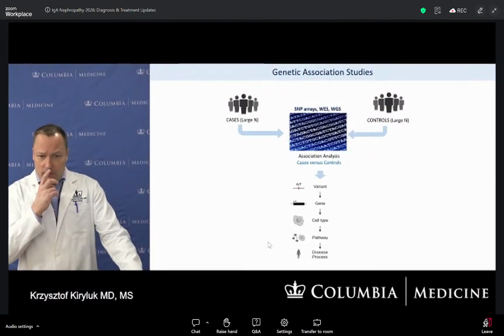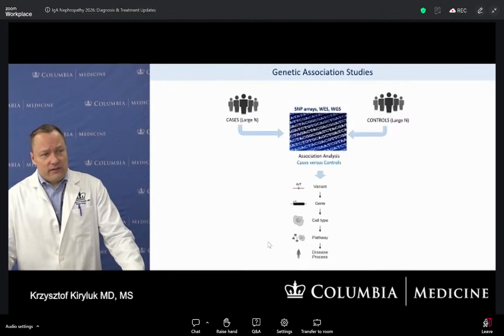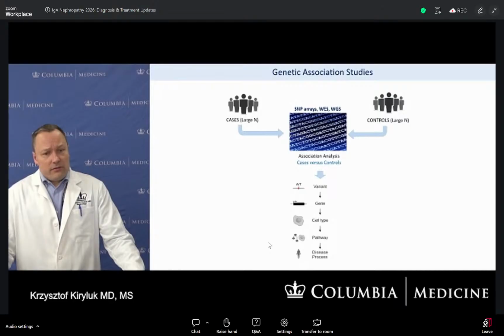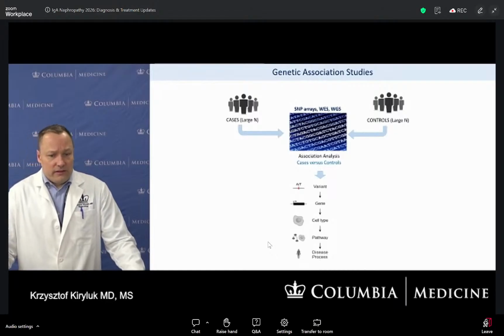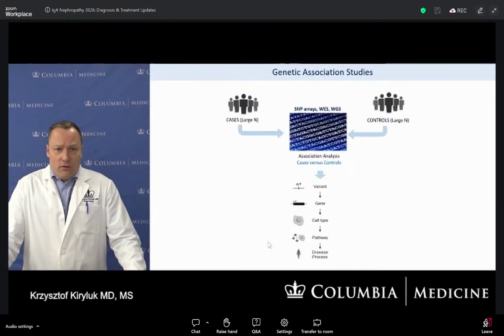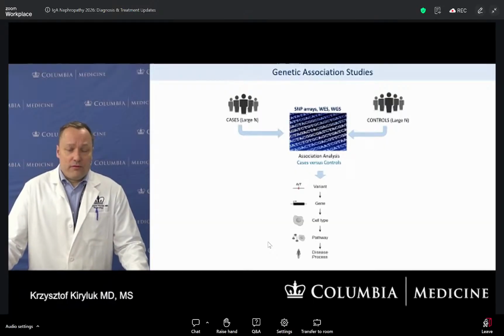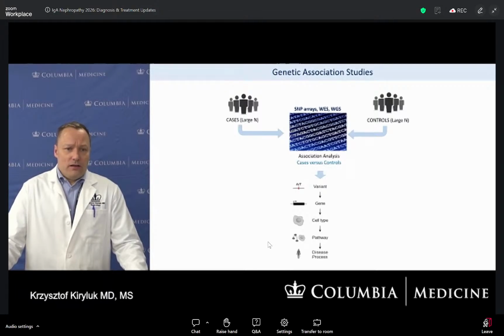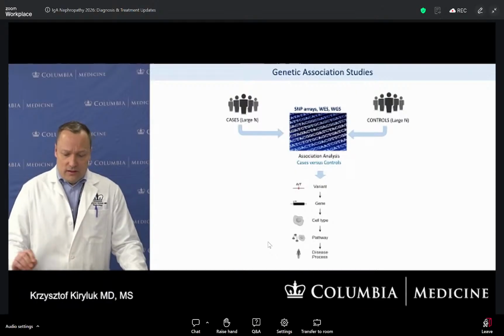And then, of course, after these type of genetic association scans are done, we try to figure out what is the effect of these risk or protective variants on specific genes, in which cell types do they operate, what pathways are being affected, and how they affect the disease process. So these studies have been performed for a variety of different complex traits, including IgA nephropathy, and two important applications or benefits of these studies I would like to highlight.